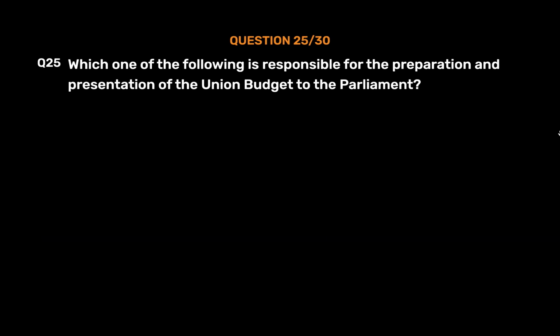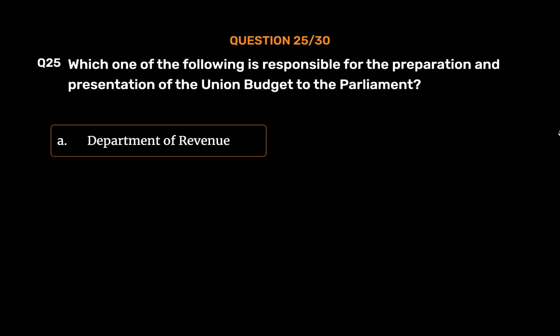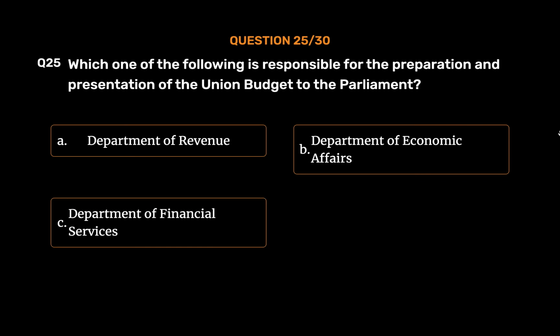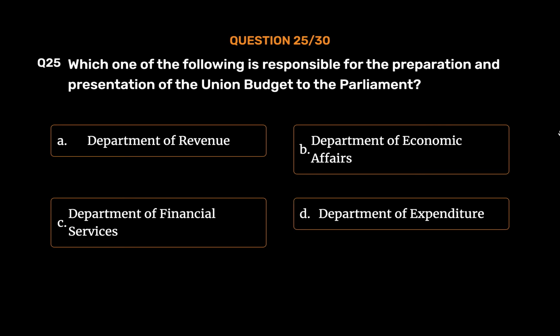Question number 25. Which one of the following is responsible for the preparation and presentation of the Union Budget to the Parliament? Option A. Department of Revenue. Option B. Department of Economic Affairs. Option C. Department of Financial Services. Option D. Department of Expenditure. The correct answer is option B.